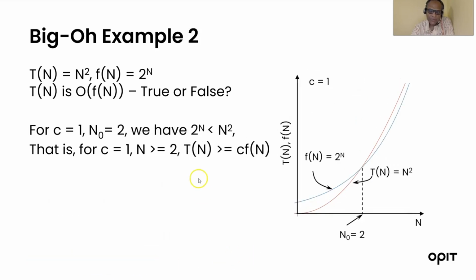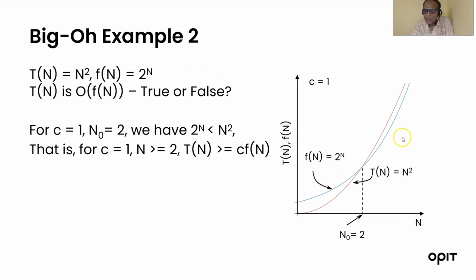Let's take another example. Let's keep the running time of the algorithm the same, n squared, and let's now change our curve f of n to 2 to the power of n. So now the question is, is T(n) in big O of f(n)? Is that statement true or false?